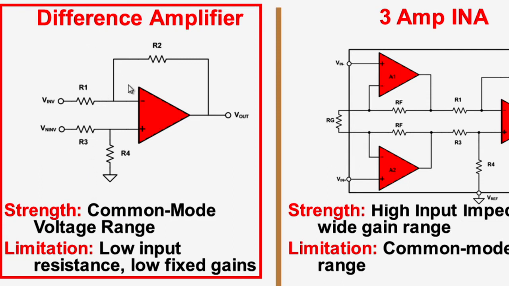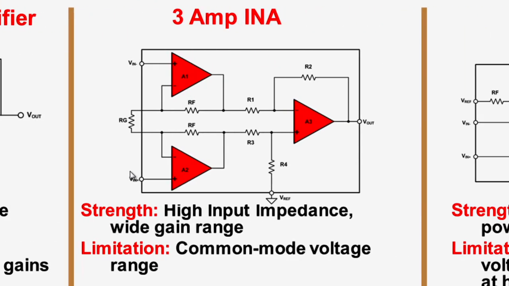Sometimes, depending on how the resistors are set up, even better than or even higher than the power supplies of the amplifier. The limitation will be the input impedance. As you can see, that's limited by the resistance that you have here. So a lot of applications need a higher input impedance. This may not be the right pick for them. And you also are limited to low fixed gains in this type of topology.